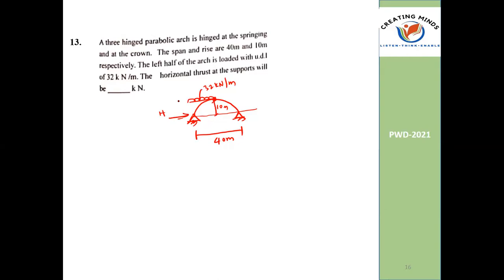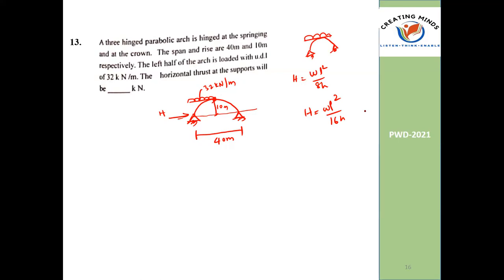See, the previous case we studied, that is WL square by 8H for full UDL. What is the equation for full UDL? Previously we just discussed it: H equals WL square by 8h. If it is partial, if it is half, then H equals WL square by 16h. Please remember. Now substitute the values.